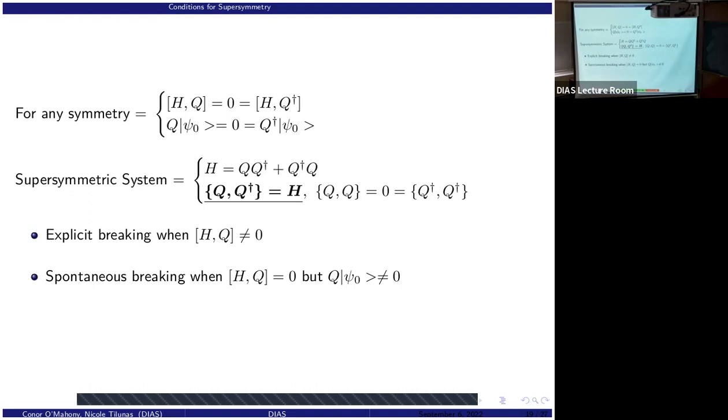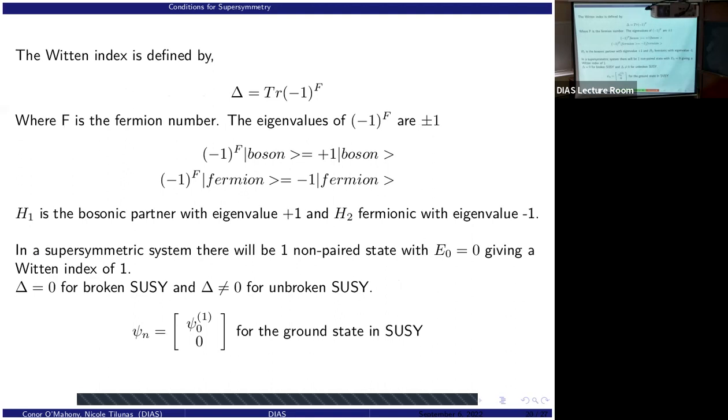The Witten index is a useful tool that we can use to study supersymmetry breaking in a system. We define it as delta equal to the trace of minus one to the F, where F is the fermion number, which is just the number of fermions in your system. So minus one to the F has eigenvalues of plus or minus one. When F is equal to zero, we have a bosonic system, and applying minus one to the F gives us an eigenvalue of plus one. Likewise for the fermionic system, F is equal to one, and we get the minus one eigenvalue. In the convention we're using here, H1 is the bosonic partner with eigenvalue plus one, and H2 is the fermionic partner with eigenvalue minus one.